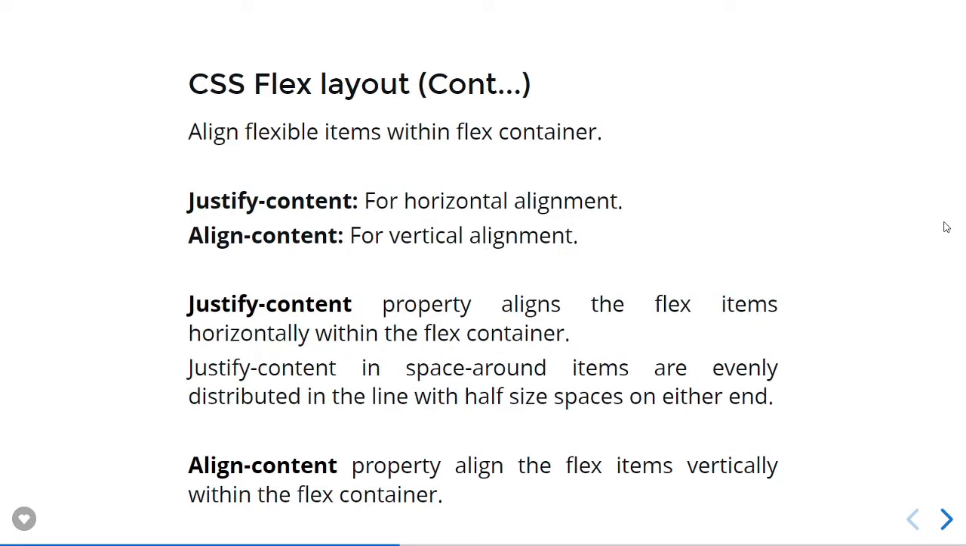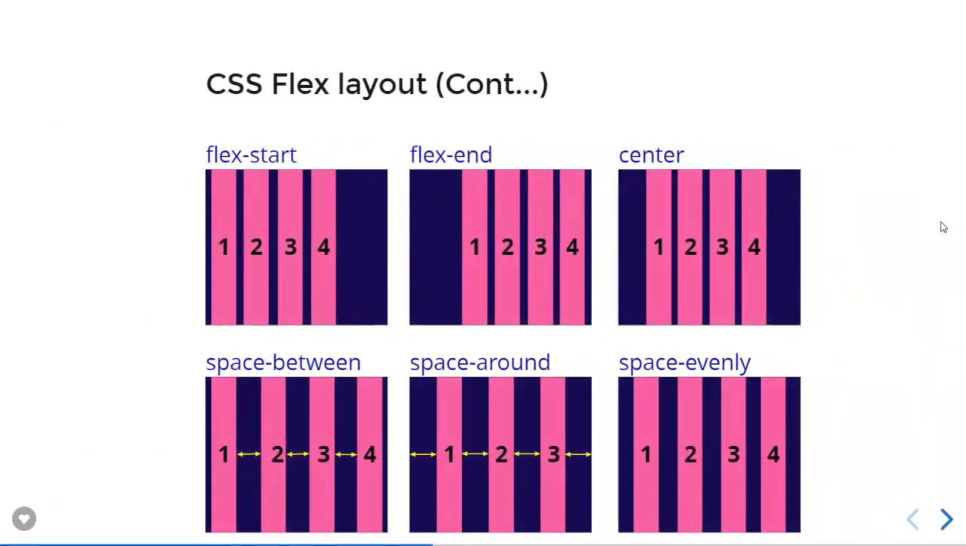Align flexible items within the flex container. Justify content: for horizontal alignment, we have to use justify content. Align content: for vertical alignment. The justify content property aligns the flex items horizontally within the flex container. With space around, items are evenly distributed in the line with half-size spaces on either end. The align content property aligns the flex items vertically within the flex container.